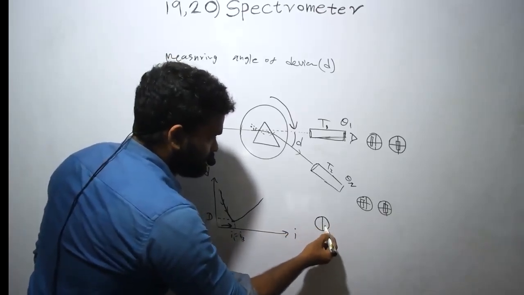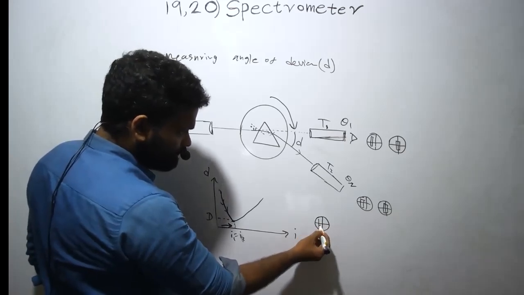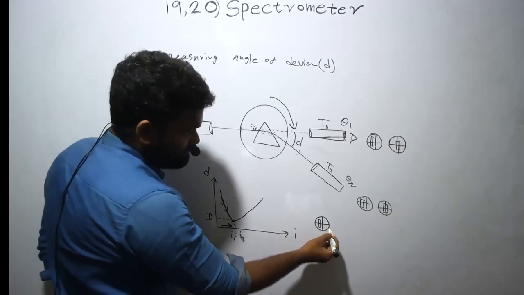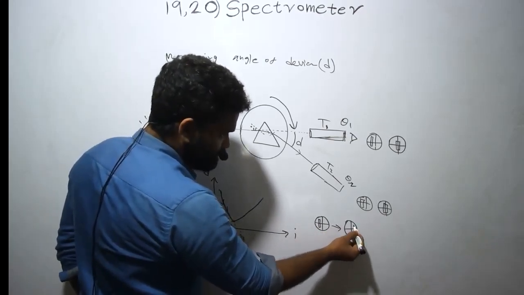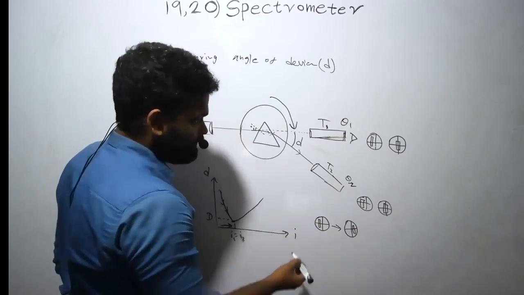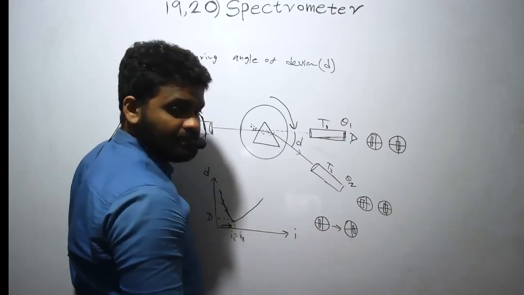So let's say this is the cross wires. Initially the slit was here. Then let's say the slit moved to this position, right? As you are rotating the prism table, the slit moved from here to here. Image of the slit.